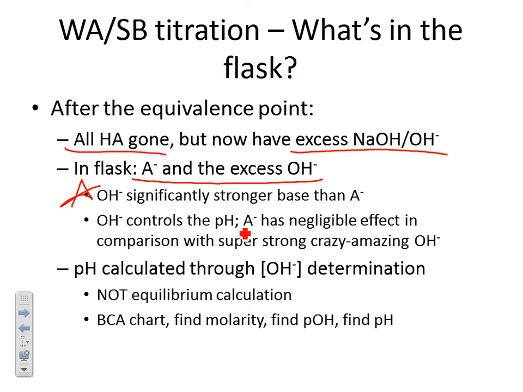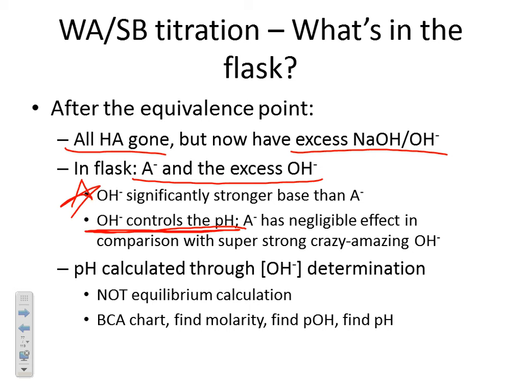You have a weak base and you have a strong base. Well, how strong is the strong base? Really, really, really strong. So what is it that's controlling the pH? Basically, how do you do a pH calculation here? Well, you're going to do the pH calculation through the amount of hydroxide that you have left over. Yes, there is A minus in the flask. However, it is so much weaker than hydroxide that it will not have a measurable impact on pH compared to the impact that the hydroxide will have. So the A minus is technically doing something to the pH, but it's so much less than what the hydroxide is doing that we're going to essentially ignore it, and we're just going to calculate pH based on excess hydroxide.